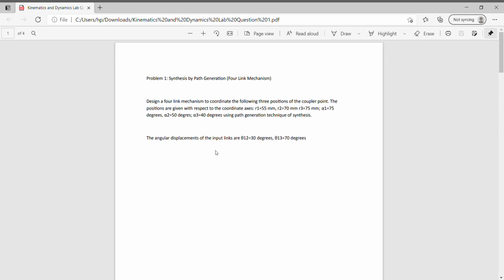Design a 4-link mechanism to coordinate the following three positions of the coupler point. The positions are given with respect to the coordinate axis: R1 55 mm, R2 70 mm, R3 75 mm. Alpha 1 is 75 degrees, alpha 2 is 50 degrees and alpha 3 is 40 degrees. Using the path generation technique of synthesis, the angular displacements of the input links are theta 12 equal to 30 degrees and theta 13 equal to 70 degrees. This is the question. Let's proceed and have a look at how it will be solved.